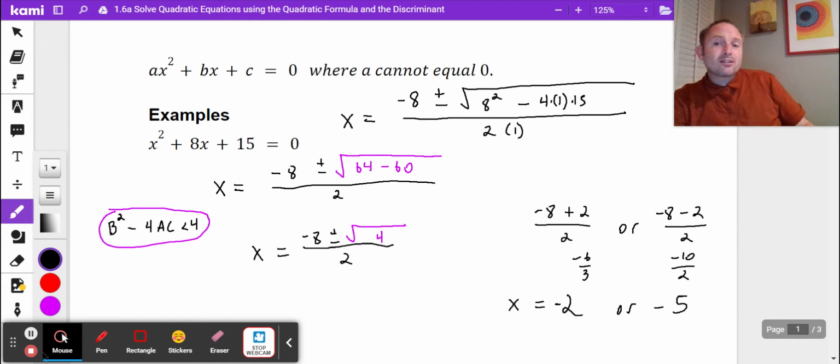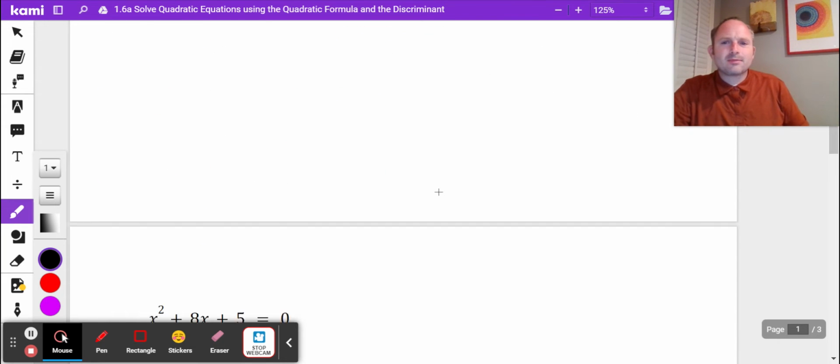Now, if we look at this right now, this in purple is the discriminant. We're going to come back to this. This is a positive number, and we're going to see, hey, look, we got two solutions here. We're going to come back to this. Two real solutions. Let's go on.